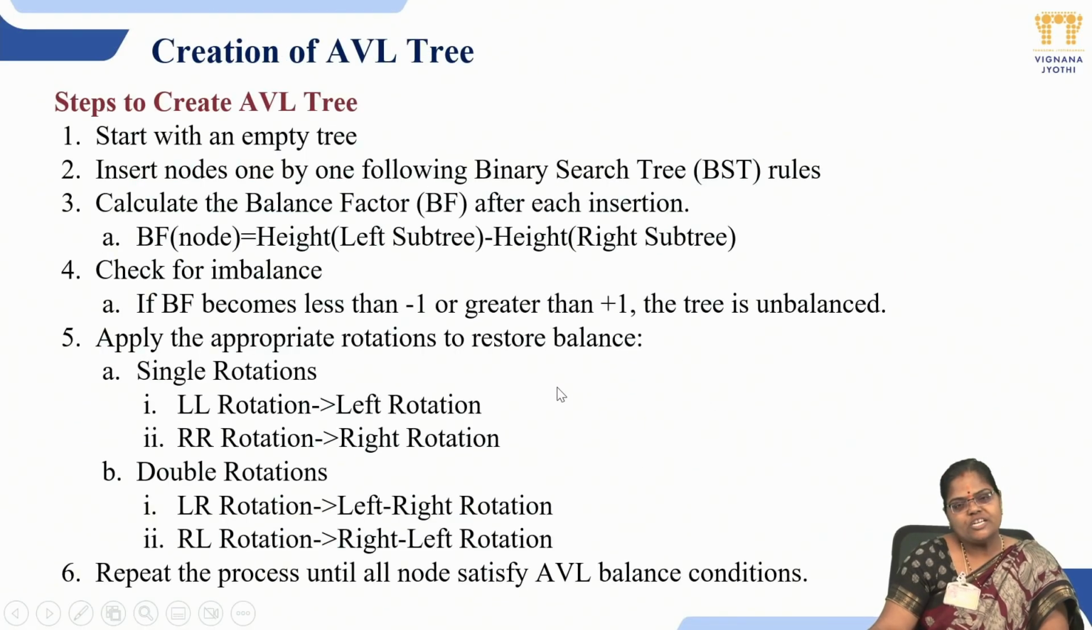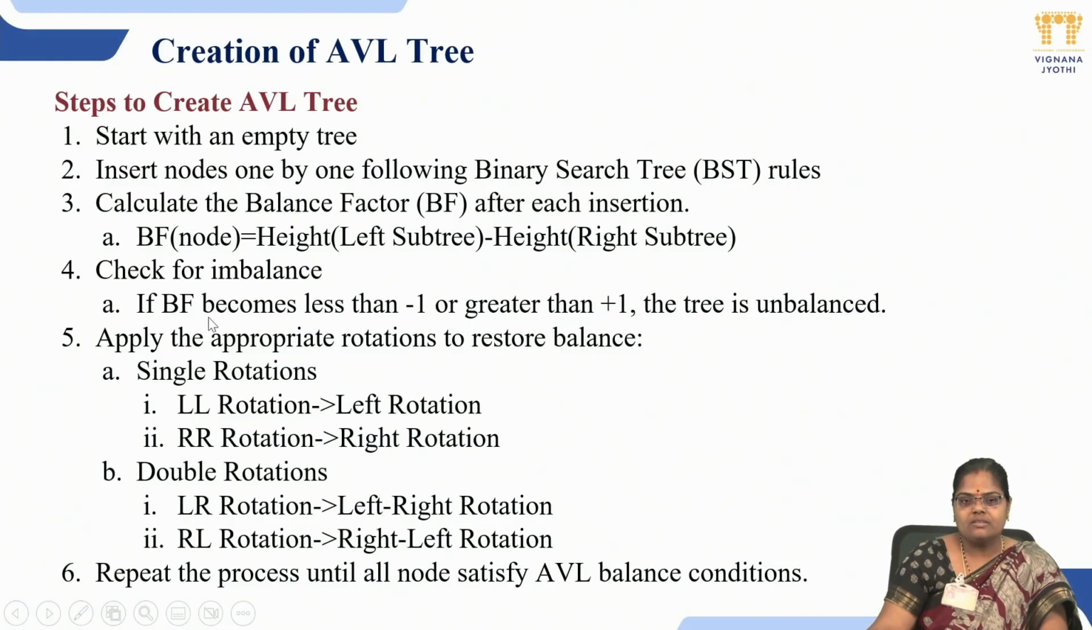Okay. So, proceeding further with the operations of the AVL tree. The very first operation which we perform on the AVL tree is creation. The steps to create an AVL tree are: we start with an empty tree, and insert the nodes into the tree, just like the binary search tree node insertions. But after insertion of a node, we calculate a balance factor for every node, where the balance factor of a node is calculated as the height of the left subtree minus the height of the right subtree.